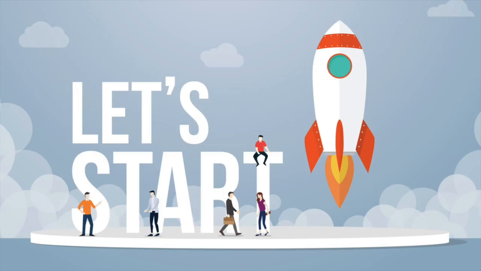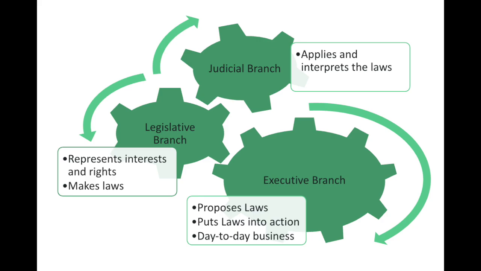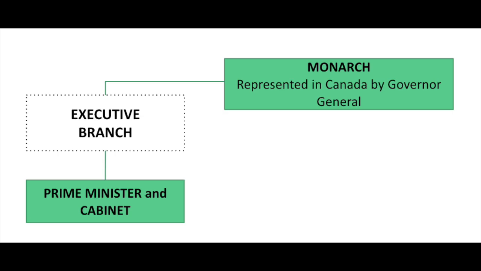Let's get started. All right, Section 1, Government and Decision Making. Canada's federal government has three branches that share and balance power. We have the executive branch. This carries out laws and runs daily operations. It includes our Prime Minister, cabinet ministers, and also the civil service.